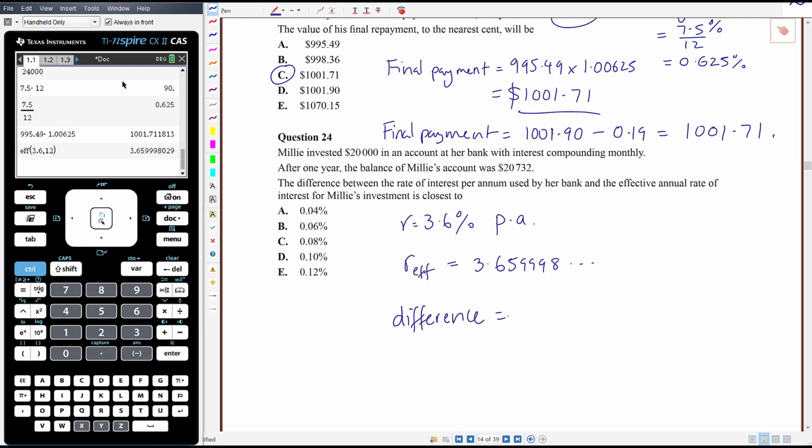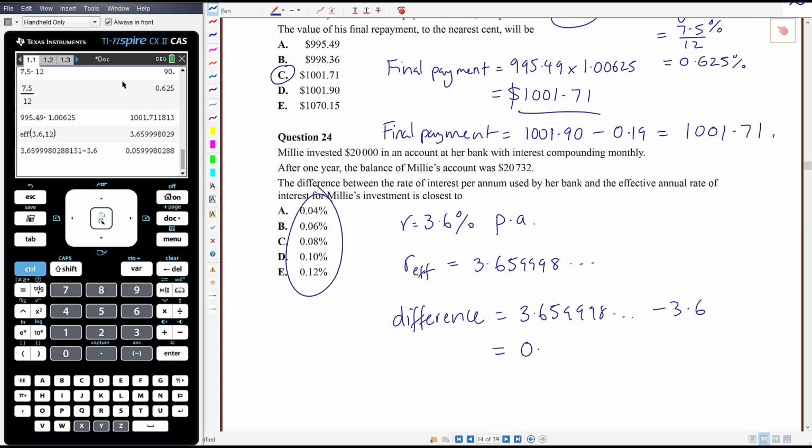So the difference is going to be that 3.659998 etc. minus 3.6. Now all of these are to 2 decimal places, so let's round this to 2 decimal places. That would be 0.06% is the difference. Okay, so actual advertised interest rate 3.6% per annum, effective interest rate 3.66% per annum, and so therefore that's a 0.06% difference in the effective versus annual interest rate.